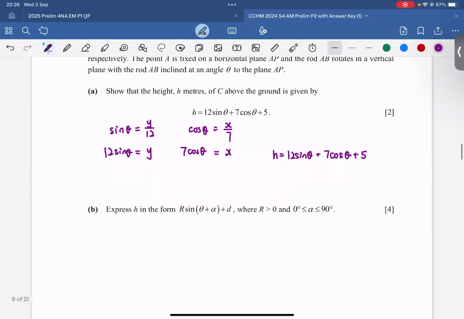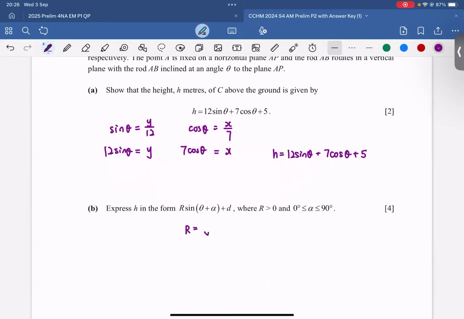Okay, next we need to form this R formula. So we know R is actually equal to square root of 12 squared plus 7 squared. 144 plus 49, 193. To find alpha, alpha is actually equal to tangent inverse 7 over 12. So what is tangent inverse 7 over 12? Remember to check whether it's degree or radian. It is degree. It will be 30.2564. Okay, therefore, to write back, we say h is equal to square root 193 sine theta plus.